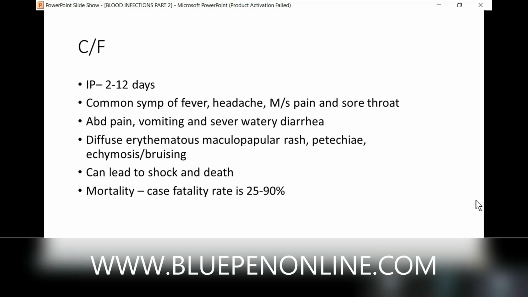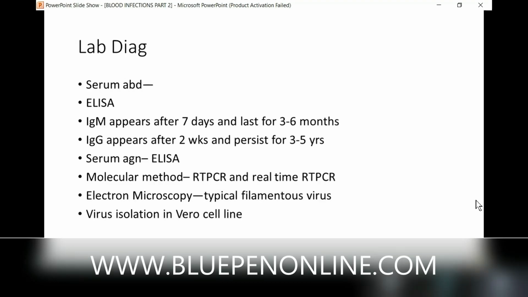The case fatality rate is about 25 to 90%. For the lab diagnosis, a serum antibody test is done, ELISA.